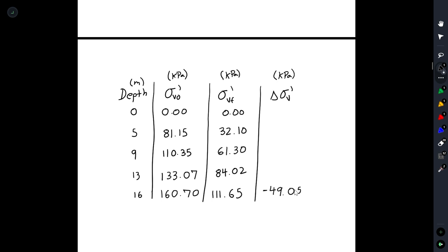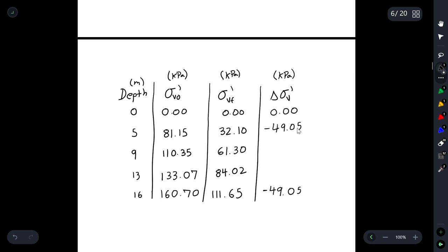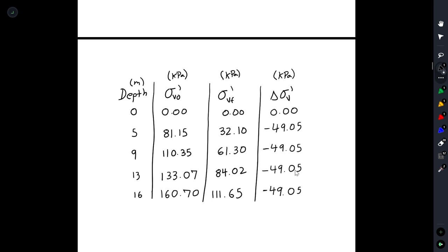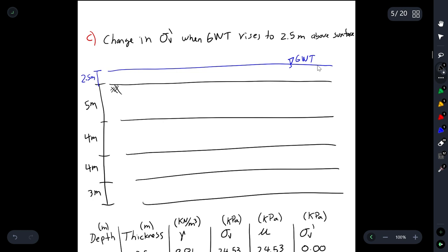Now, if you do that for all the depths, you're gonna get the same result bar at the surface in which the effective stress doesn't change because it's zero at all moments. So we're gonna get here minus 49.05, which comes from the difference of 32.10 minus 81.15. And that is the effect that the rise of the groundwater table has on the effective stress at all depths. Okay? Now, in this case, the effective stress is affected in all of them because there is a rise in the groundwater table.